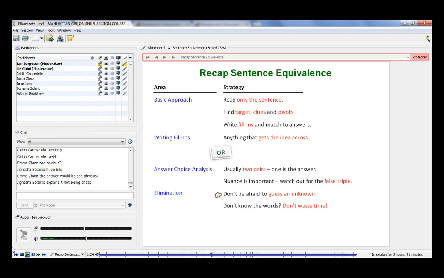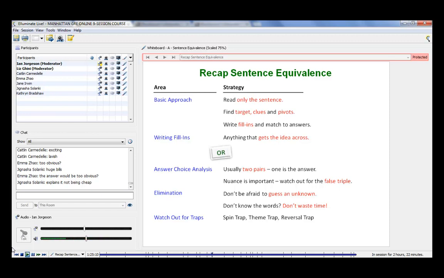Don't fall for that. If you know something is wrong, eliminate it and guess from amongst the remaining ones, even if you don't know the meaning. And if you truly don't know the words, don't waste your time on it. That time is much more valuable on other problems. Pick and move on. Pick and move on. And there, once again, are some of the different traps that we've seen over the last 2 weeks.